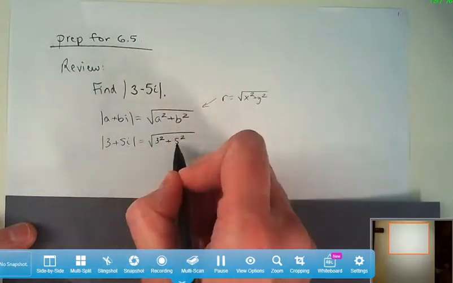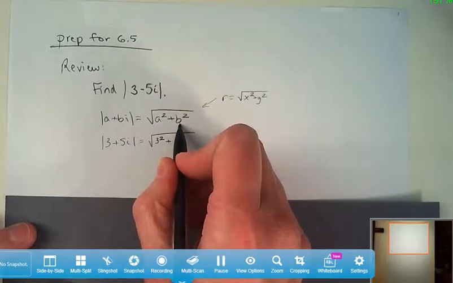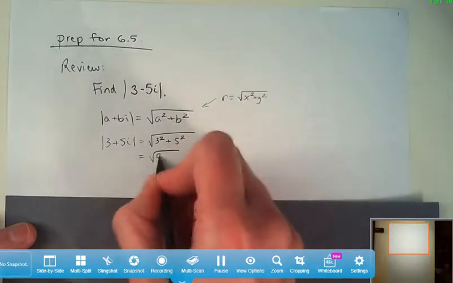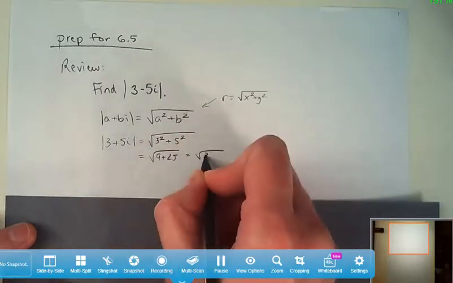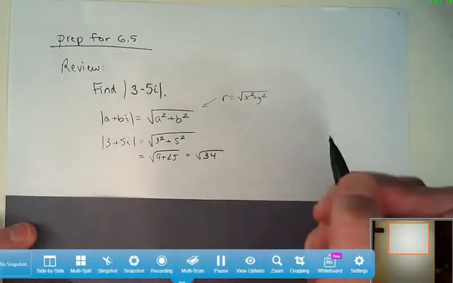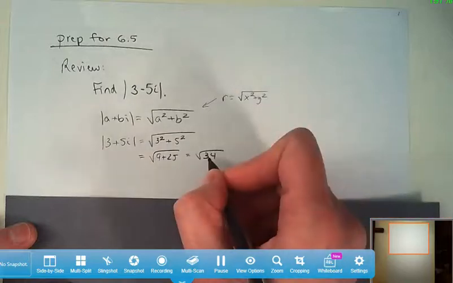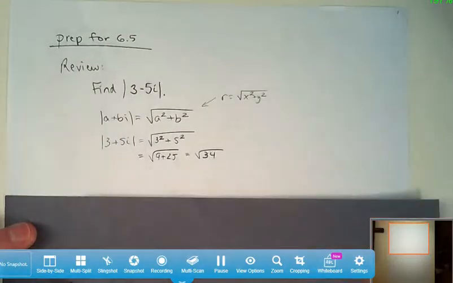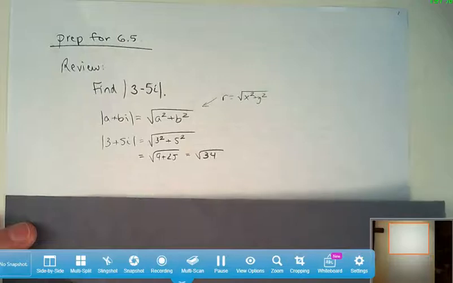Notice the i does not go into the formula. There's no i in the radical. And then we just simplify. So what I have here is the square root of 34. If I could simplify that, if there were a perfect square in there, then I would bring it out. But this does not simplify. So that's how you find the absolute value of a complex number.